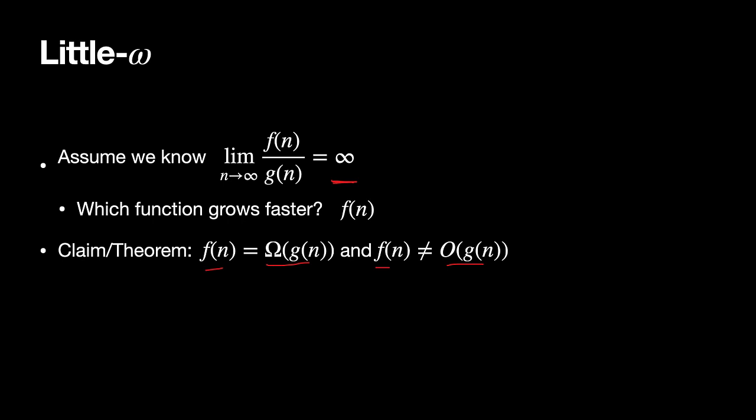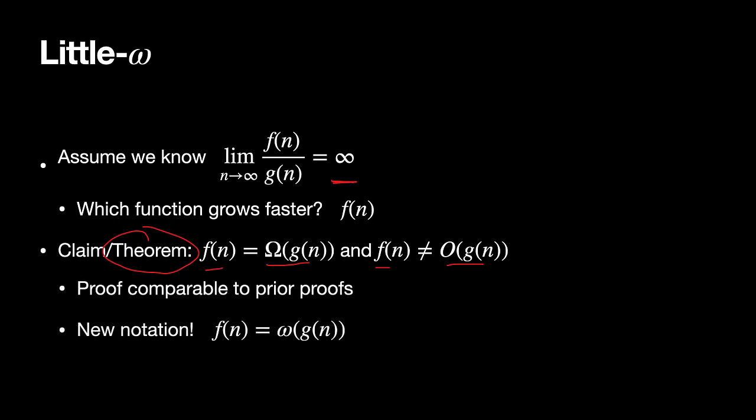Okay, so we could go through the proof, which would be very comparable to the proofs we've already done. Instead, we will just claim that this is a theorem, and we'll introduce a new notation for it. So our new notation is that f is in the little omega of g. Okay, so now we've got two different types of limit tests we can worry about. We can think about what happens if we can demonstrate that the limit of the ratio of two functions is 0, and what it means when the ratio of the two functions is infinity.